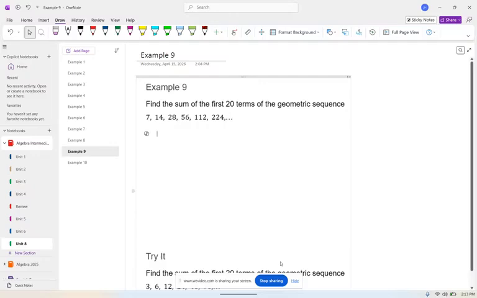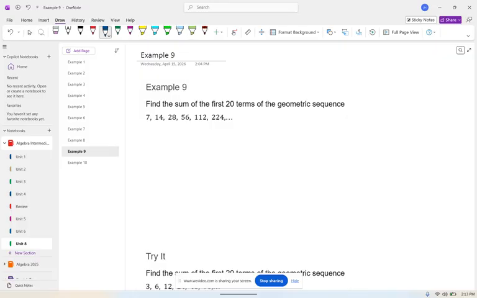All right, guys, in this video, we're going to be looking at example 9. In example 9, we're finding the sum of the first 20 terms of the geometric sequence given. Make sure you write that sequence down so that you have it in your notes. Make sure you also write down what the instructions are so that you know it's going to be the first 20 terms.